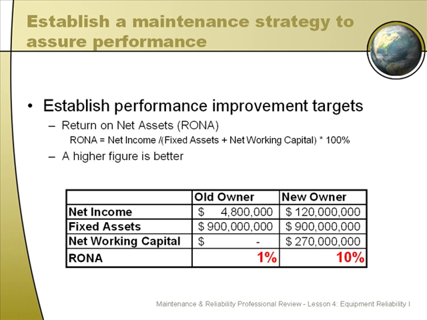Here's another measure, return on net assets, or RONA for short. Return on net assets is a calculation that's done as follows. RONA equals the net income of the facility divided by the sum of the fixed assets and the net working capital, times 100%. So it gives you a percentage figure. The higher the figure, the better.